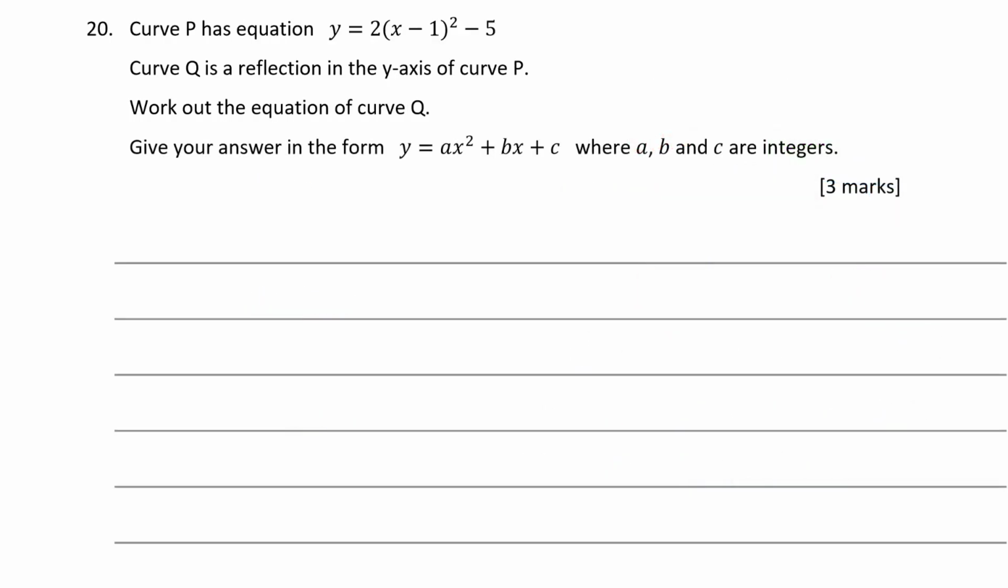Question 20. Curve P has equation y equals 2 lots of x minus 1 all squared minus 5. So that's given in completed square form, isn't it? It's a quadratic in completed square form. Curve Q is a reflection in the y-axis of that curve. Work out the equation of curve Q.